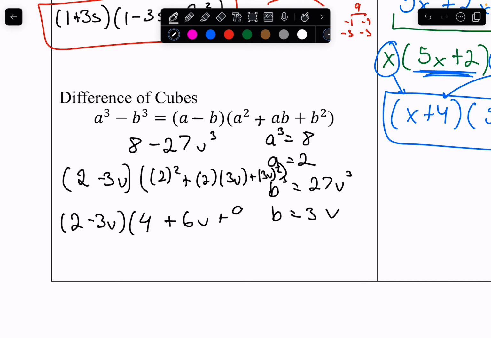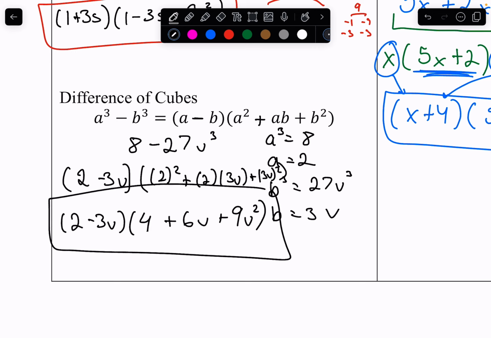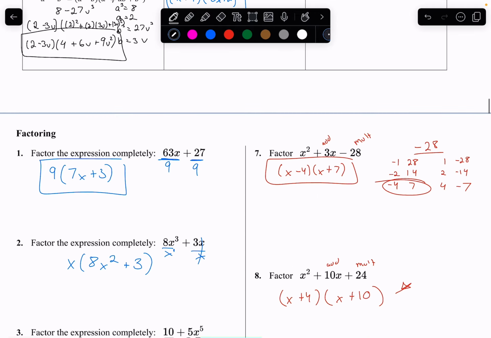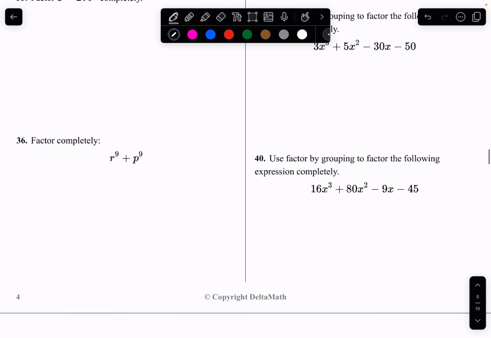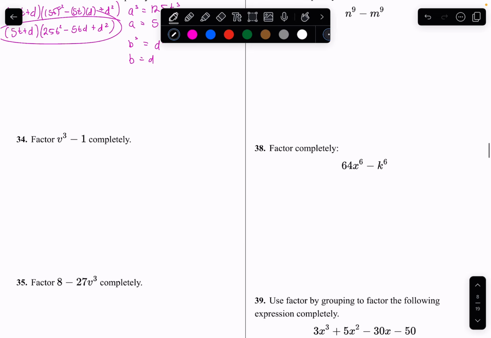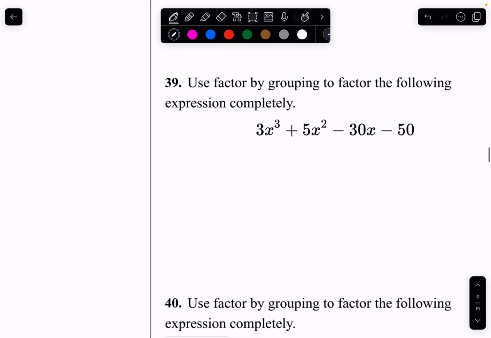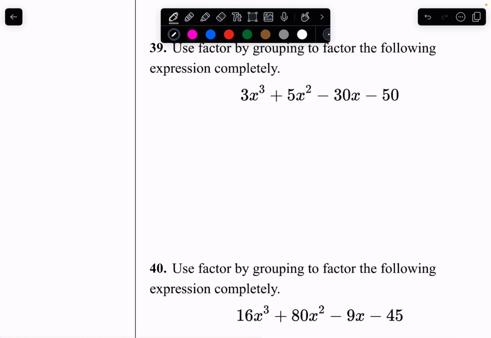Plus, and then we get 9v squared. And that is our answer there. All right. I am actually going to skip questions like 36 to 38, just for the sake of time. I feel like I'm more concerned about you knowing how to do 39 and 40. So let's go take a look at 39.